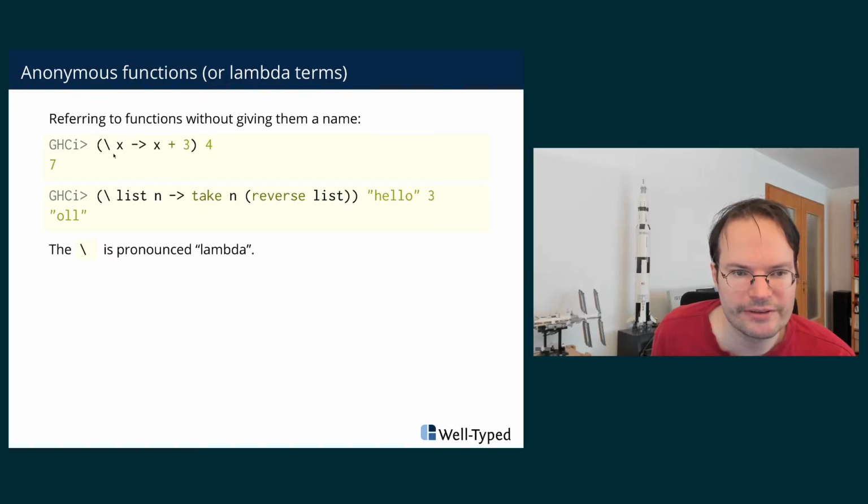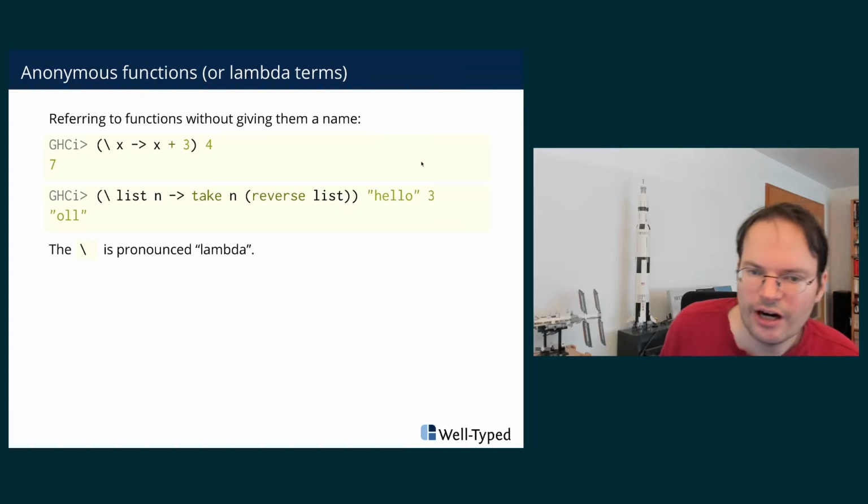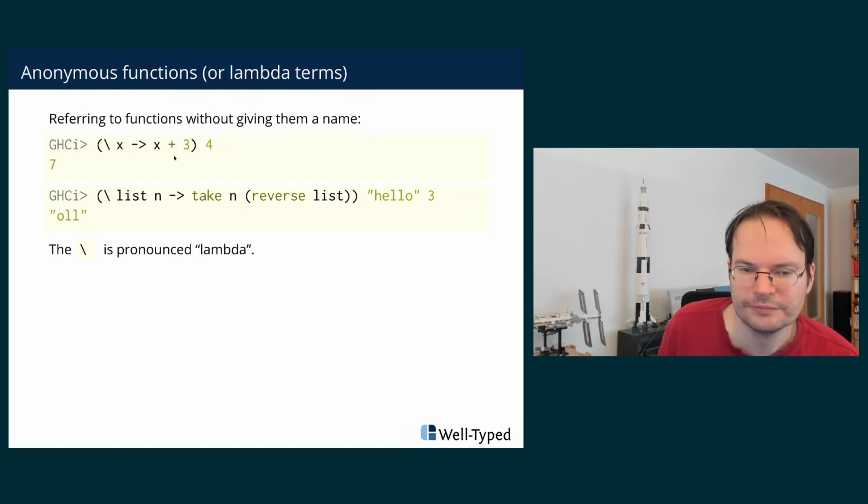We need the parentheses here because otherwise a lambda expression extends as far to the right as possible. So if we would omit the parentheses here, then the 4 would also be part of the lambda expression, and then we would get an error because we are trying to apply 3 to 4 here. But we want to use 4 as the argument to the function that is denoted by this lambda term. So we put parentheses here and then use a space and write 4. And then 4 gets filled in for the x, and we get 4 plus 3, which is 7.